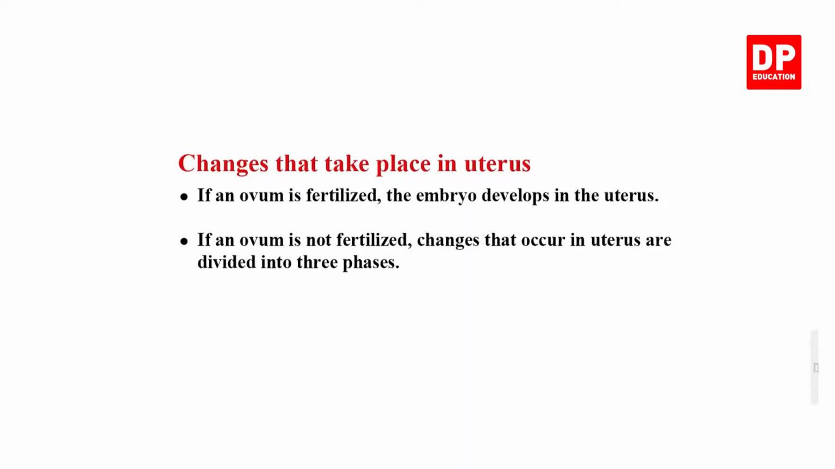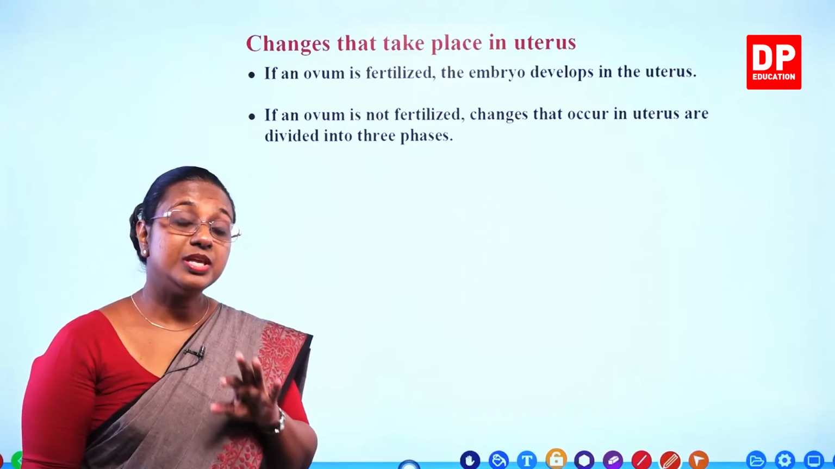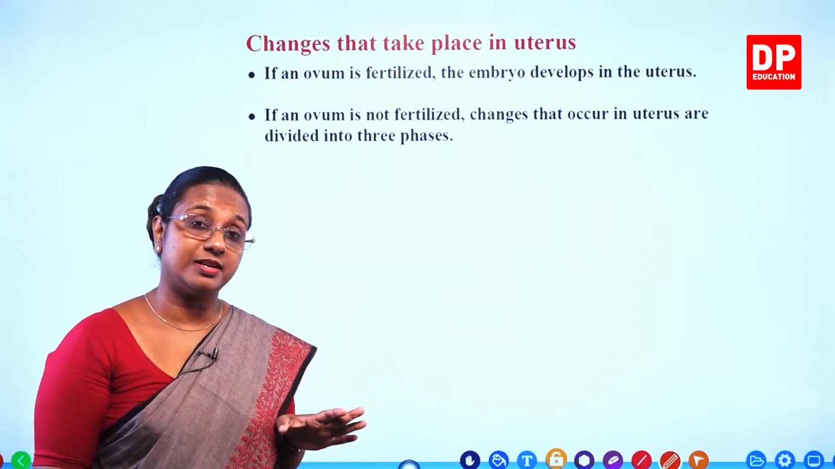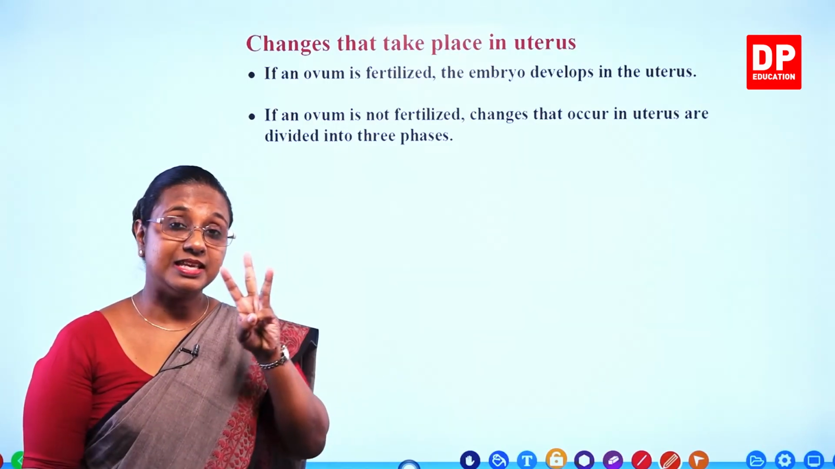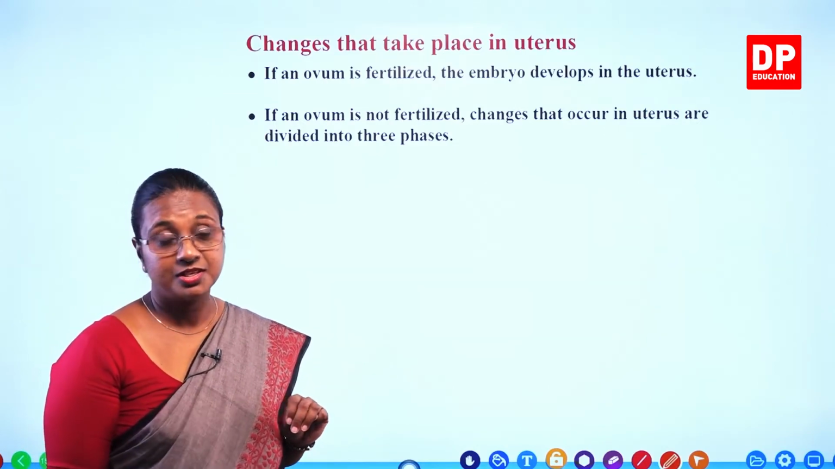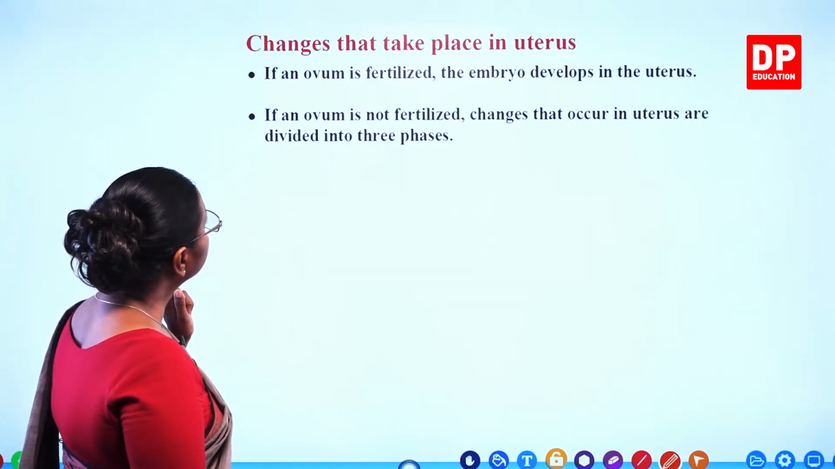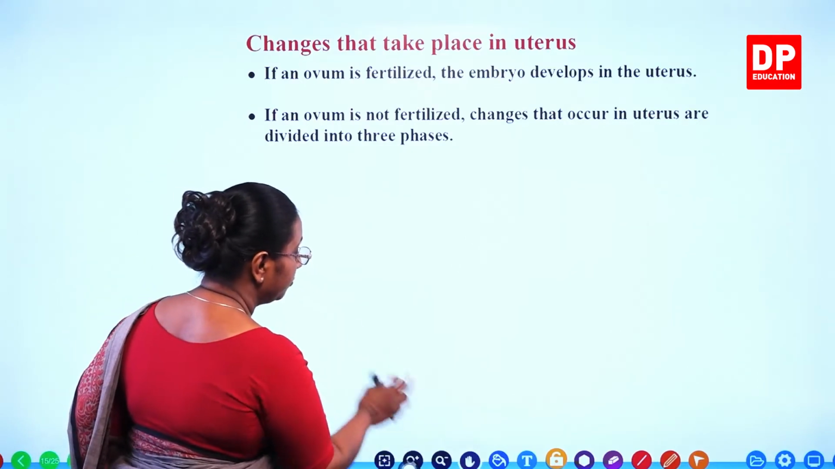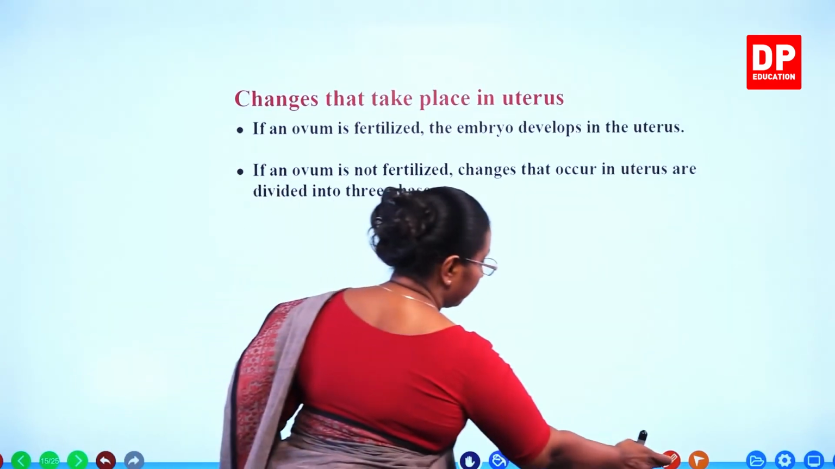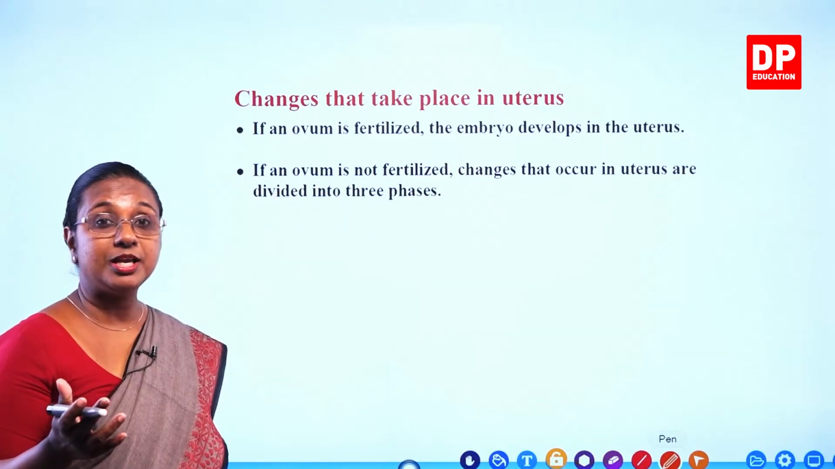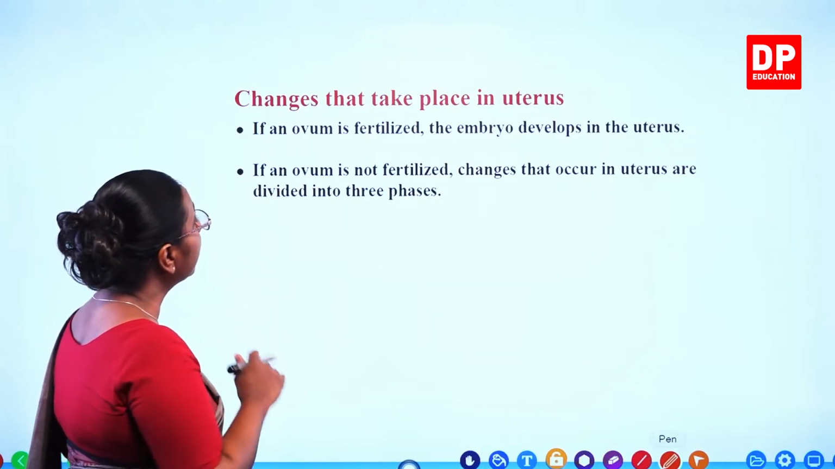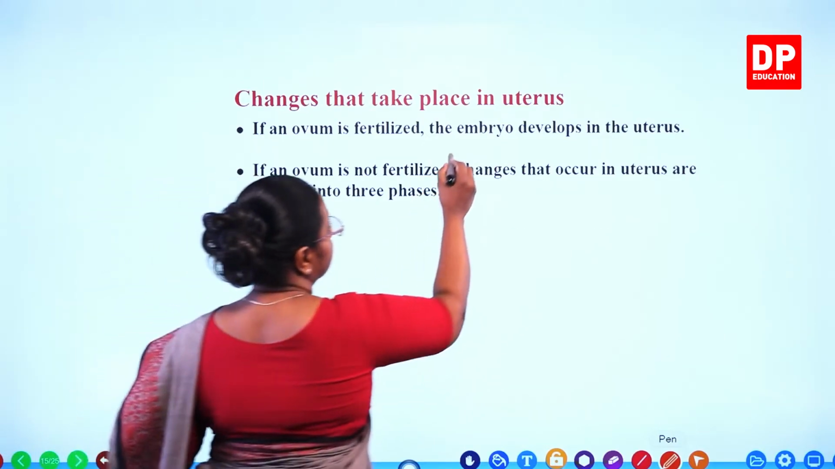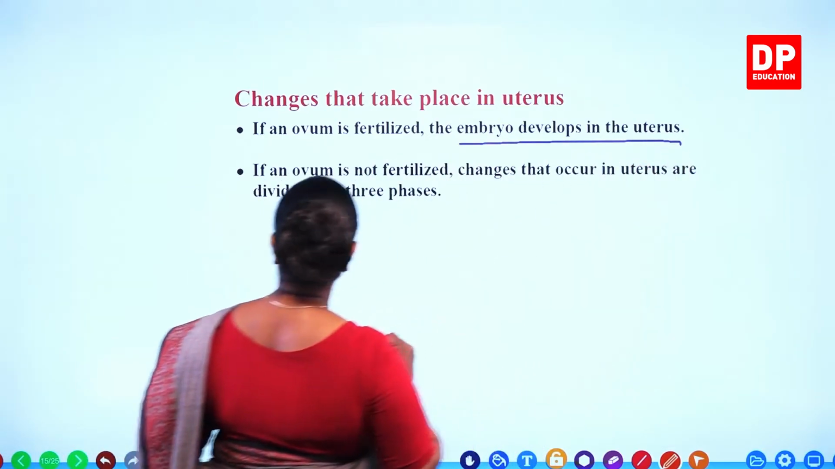Changes that take place in the uterus. Similar to the ovary, there are changes taking place in the uterus, but this takes place in 3 stages. If an ovum is fertilized, the embryo develops in the uterus. You can remember, the uterus is what we normally call the womb. So, if there is fertilization, the embryo will develop in the uterus.